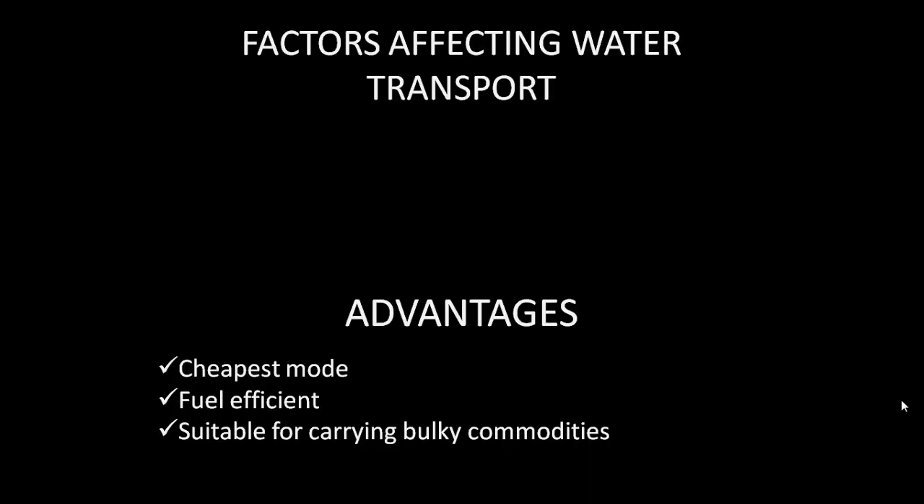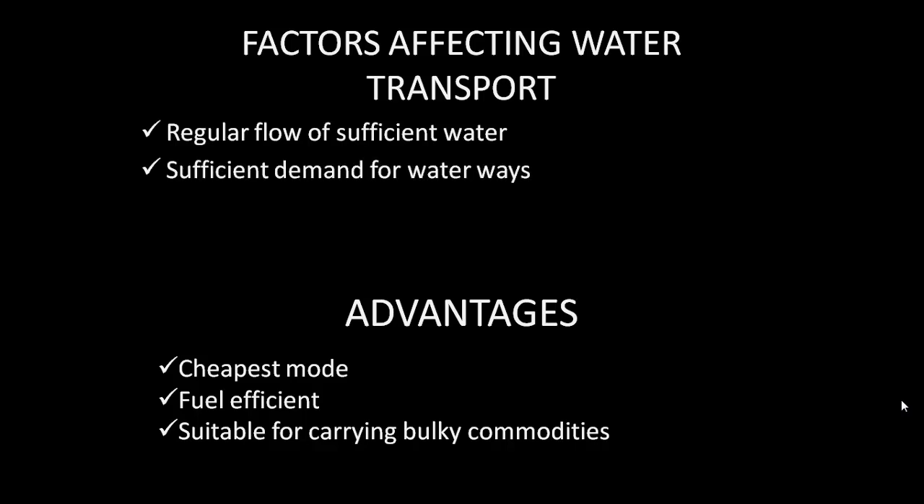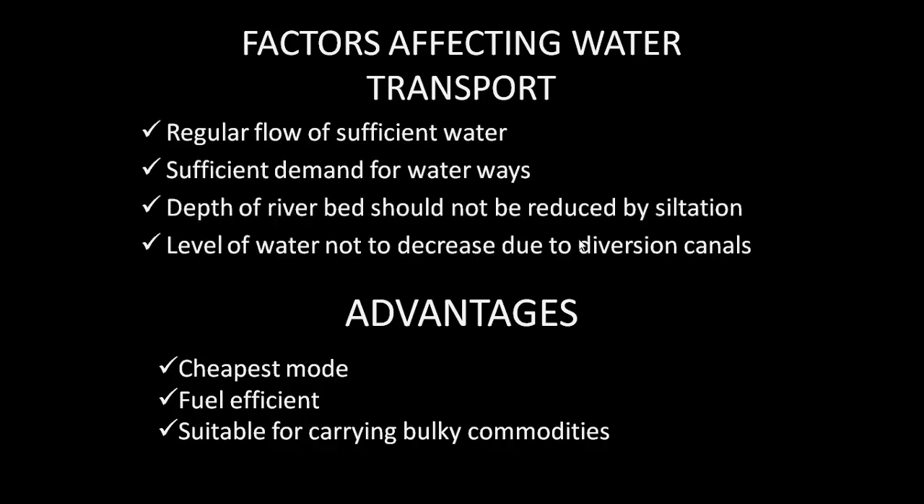Now we'll know about what are the factors affecting the water transport in India. There should be regular flow of sufficient water in the river. There should be sufficient demand for waterways. Depth of the riverbed should not be reduced by siltation. The problem of siltation and sediment deposition is very common in the rivers of northern India, where rivers carry a lot of sediments. Due to increase in sediments deposited on the riverbed, it doesn't allow the ships to move easily.